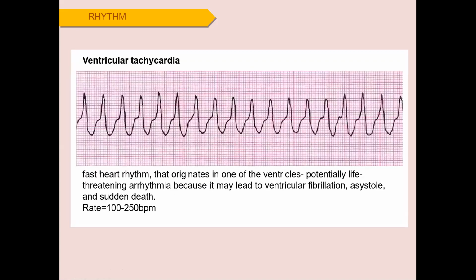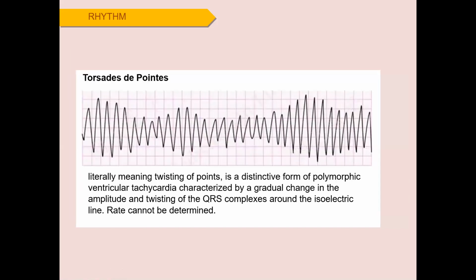And ventricular tachycardia. Here, what occurs? It may be regular or irregular, but mostly regular, and it originates from the ventricle. But it leads to ventricular fibrillation. So it can go from this to this. Okay. And this is torsades de pointes.